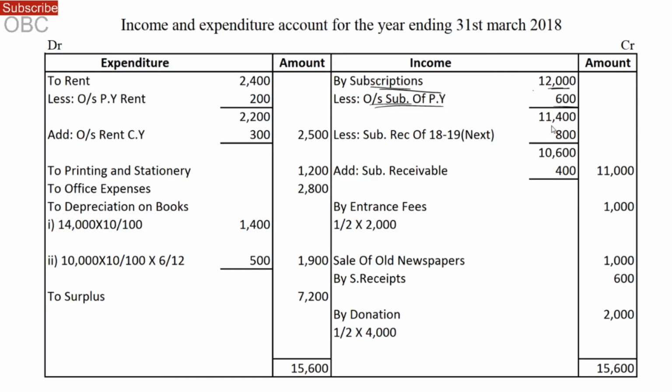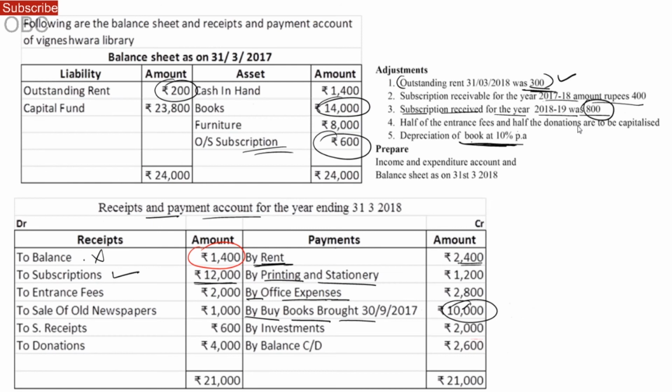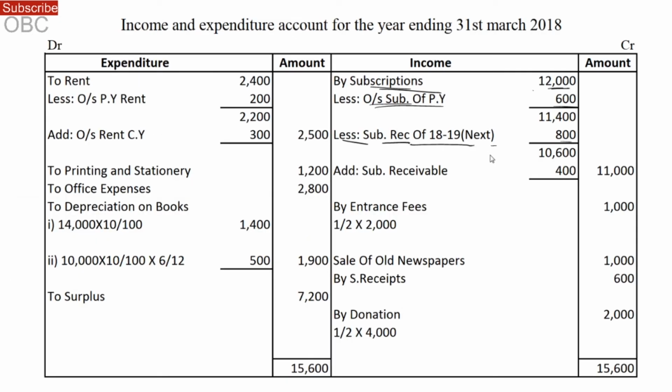So come back to the income and expenditure account of this year: less subscription 800 rupees. Then back again to the adjustment. Subscription received for this year, that is 17-18, 400 rupees, should be added in the income and expenditure account. So here add subscription receivable 400 rupees. If you total it, you will get 11,000 rupees. So the subscription part is over. That's a tricky part in this sum, because we have two adjustments regarding the subscription. Again, we have one entry in the balance sheet, so you need to consider quite a bit.